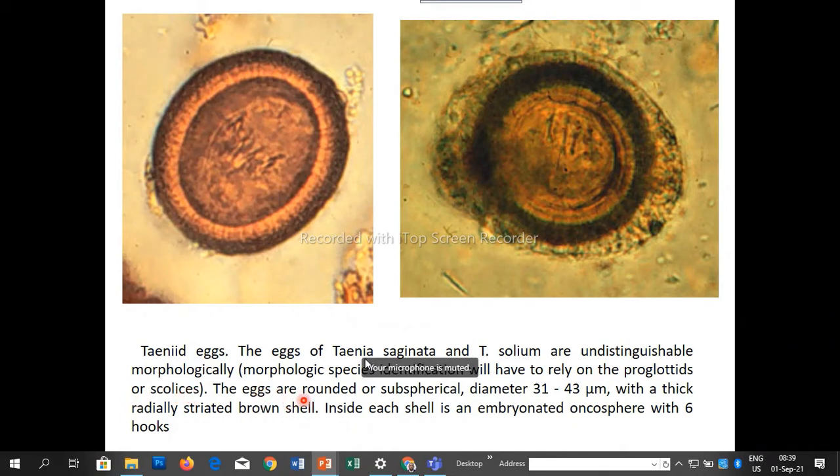Eggs are around spherical or subspherical with around 35 micrometers, with a thick radially striated shell. Inside each shell there is an embryonated oncosphere with six hooks.